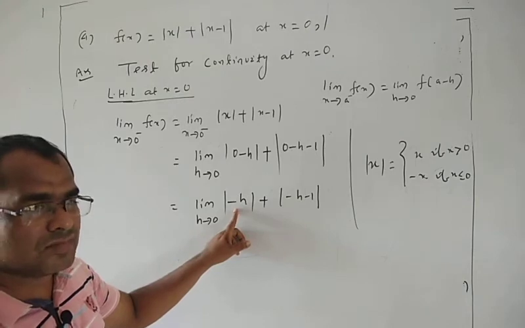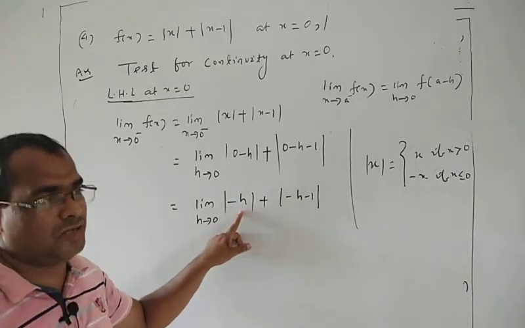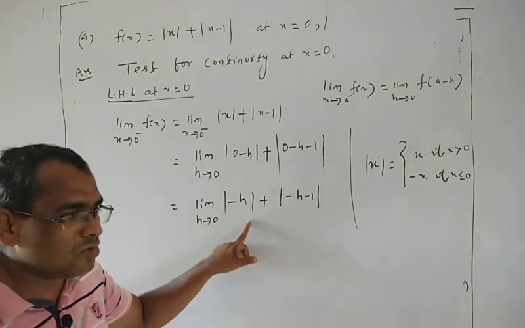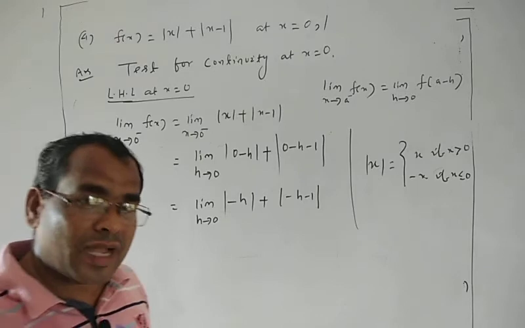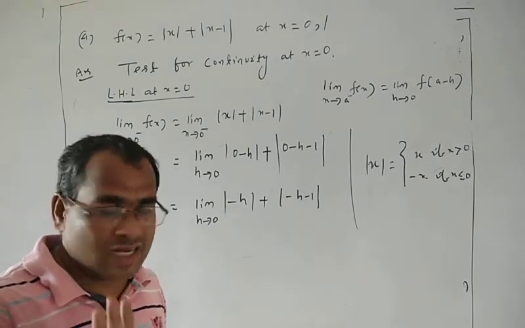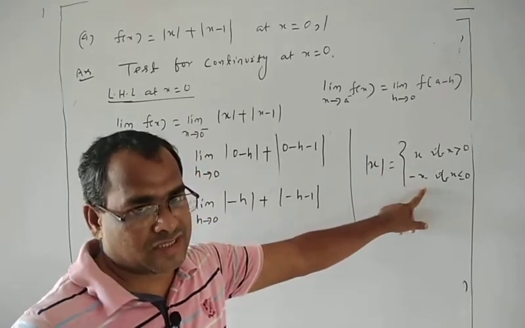0.001 minus, so that means this indicates a negative value. Minus h means negative. If it is negative, then mod of minus h is equal to minus of minus h. Understand? If x is negative, then mod x equals minus x.